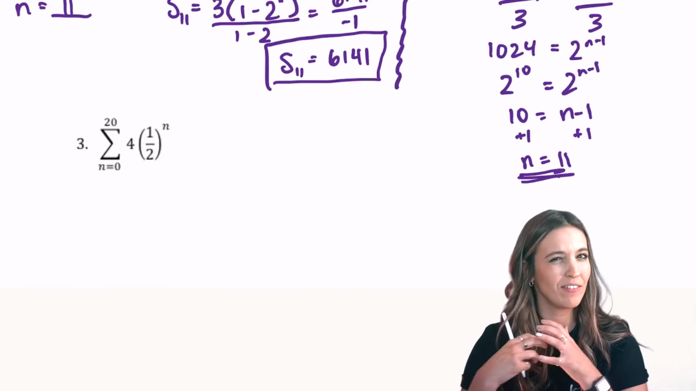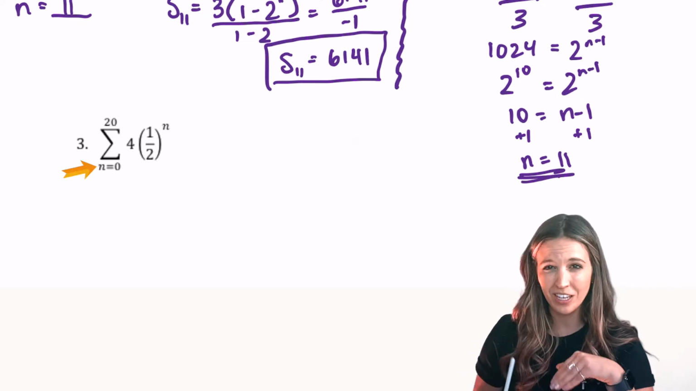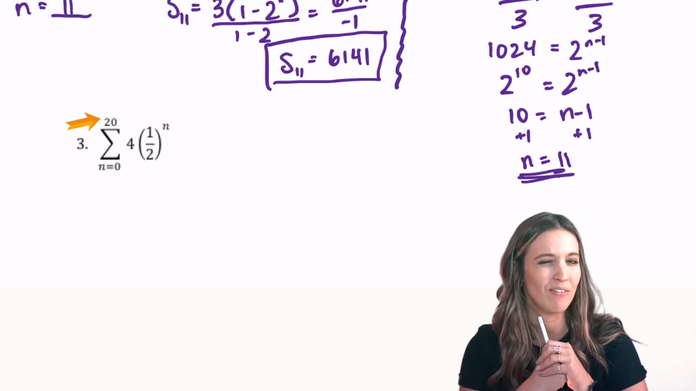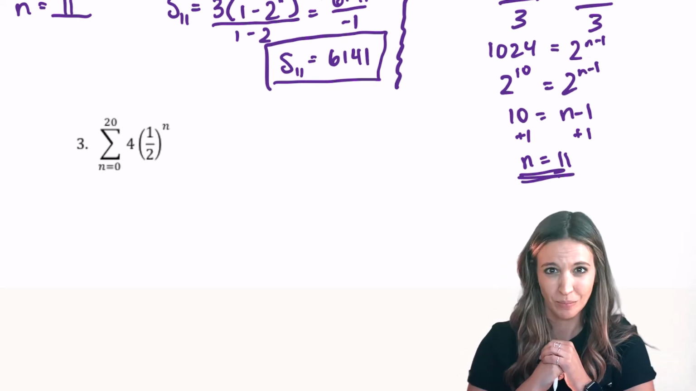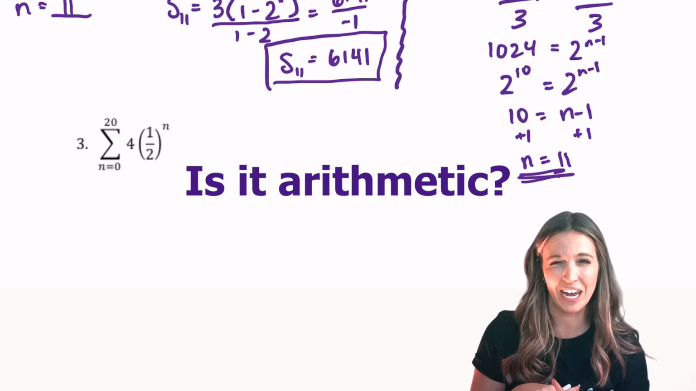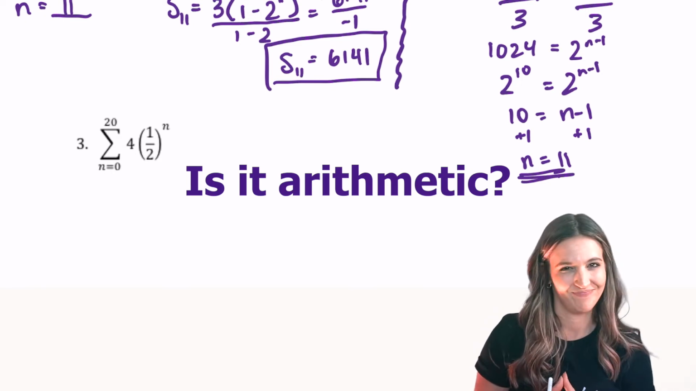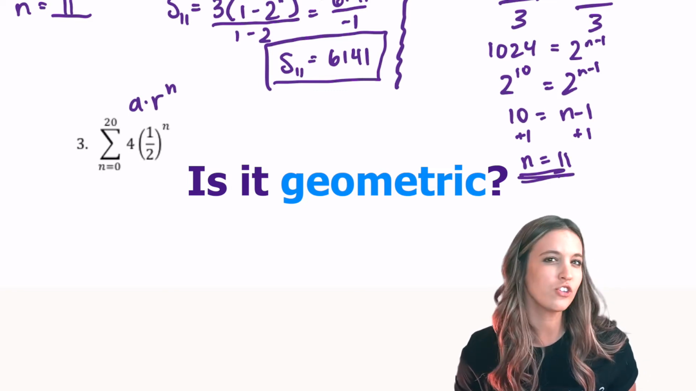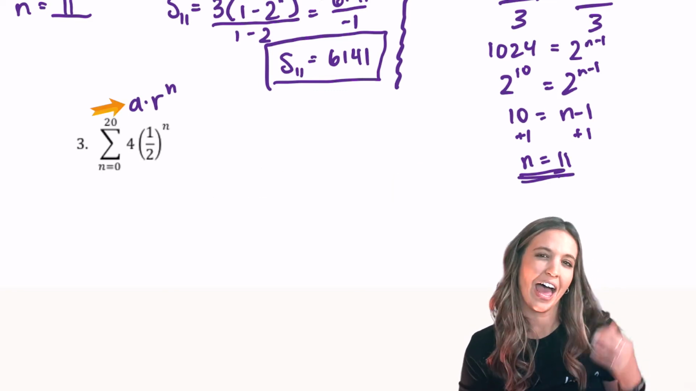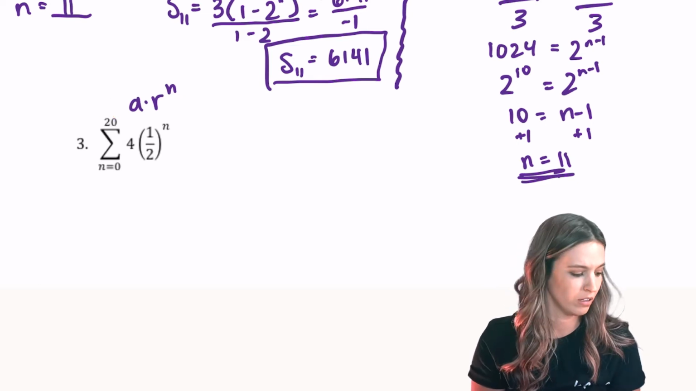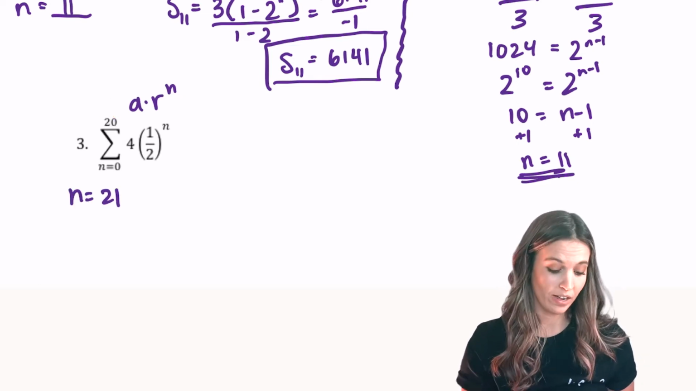Looking at this next one, we have summation notation. Our lower limit is n equals 0 and our upper limit is 20. So how many terms are we going to have altogether? 21 terms. Oh, I really hope I can use my formula here. Is this arithmetic? Does it look linear? No. Geometric? It definitely looks geometric because I can match it up with that a times r to the n power, that geometric model. Now we know n equals 21.